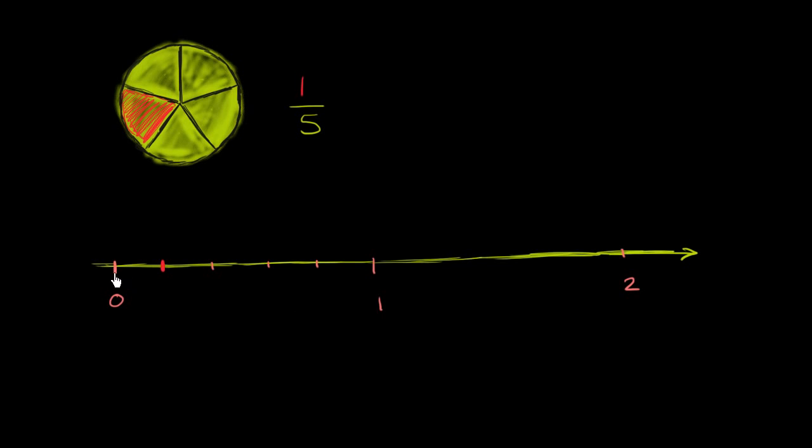This number is clearly between 0 and 1. It's clearly closer to 0. And we've gone 1 out of the 5 equal sections towards 1. Well, it makes complete sense that, look, we had 5 equal sections here, and we've traveled one of them towards 1. So we should call this number right over here 1/5.